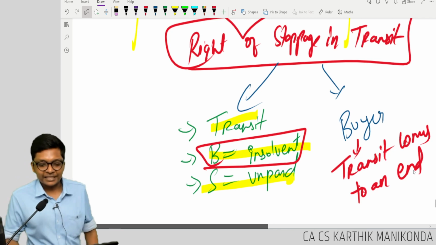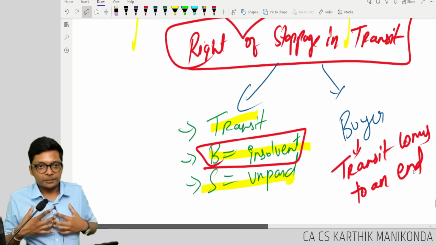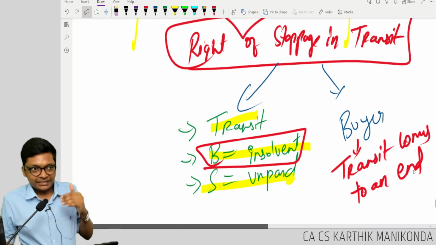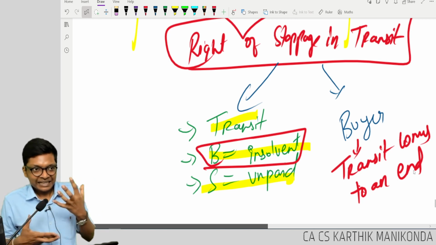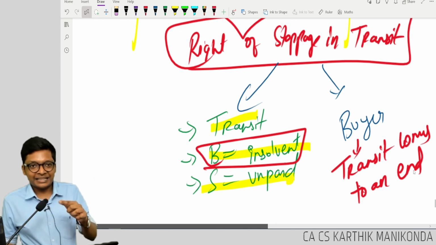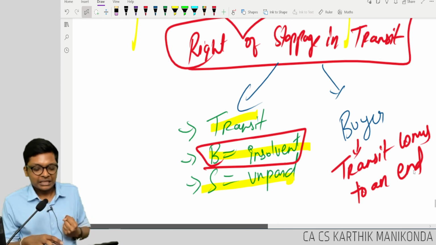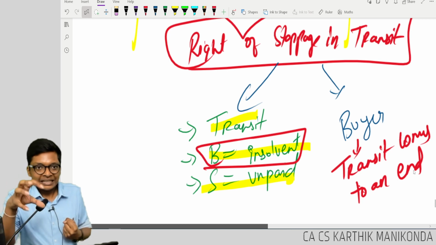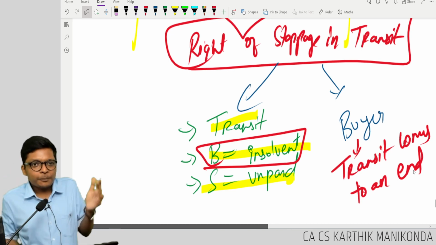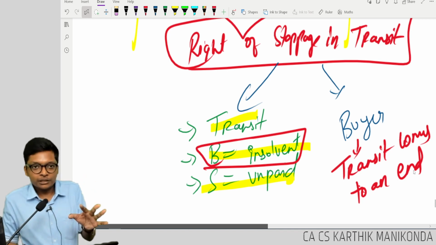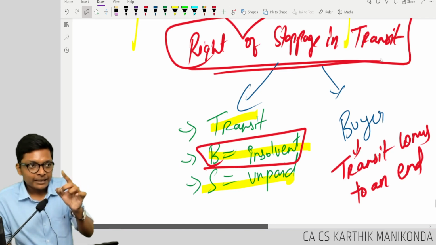So can I differentiate this way? Right of lien is when I have the goods with me. Right of stoppage in transit is when the goods are in transit. Right of lien ends and right of stoppage in transit starts. Right of lien is to retain goods. Right of stoppage in transit is to regain goods. For right of lien, the buyer need not be insolvent, may be insolvent. For right of stoppage in transit, the buyer has to be insolvent.